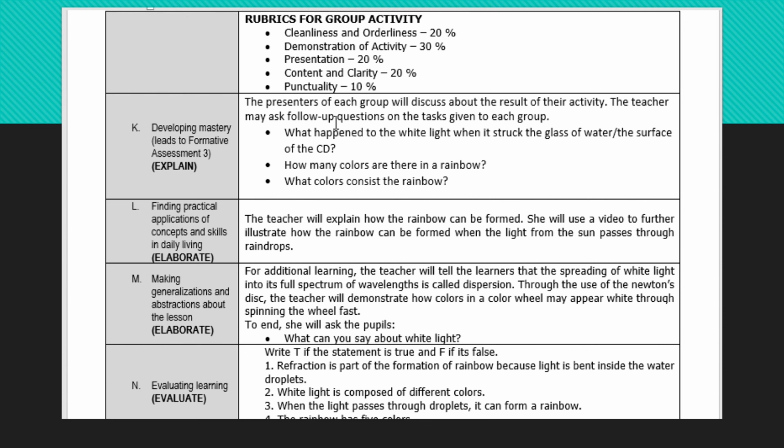Explain. So each group will discuss about the result of their activity and I will be asking them follow-up questions on the task given to each group. So these are the sample questions that I have. What happened to the white light when it struck the glass of water or the surface of the CD? So the question is depending on the type of activity that is given to the students. How many colors are there in a rainbow? What colors consist the rainbow?